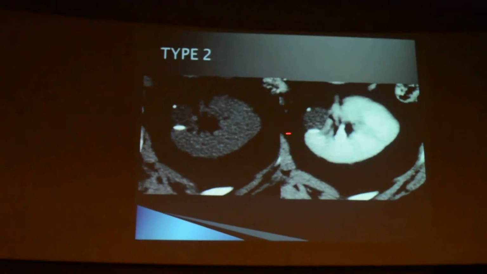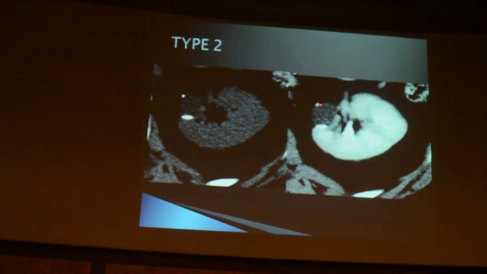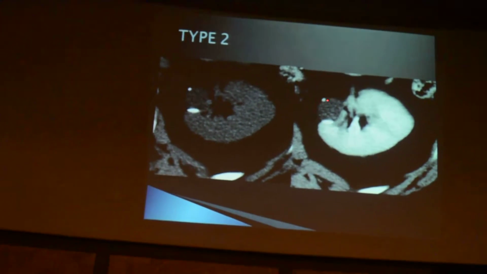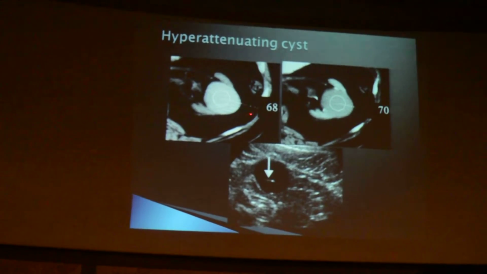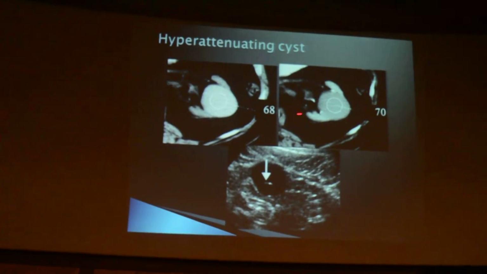You can see this is milk of calcium in the dependent area, and this is a bit of calcium in the wall of the cyst. This is a hyperdense cyst. You can see this. You can measure the Hounsfield units.